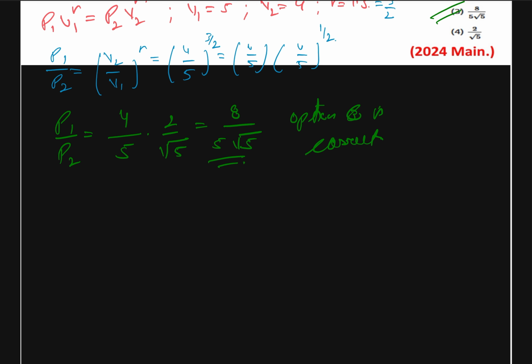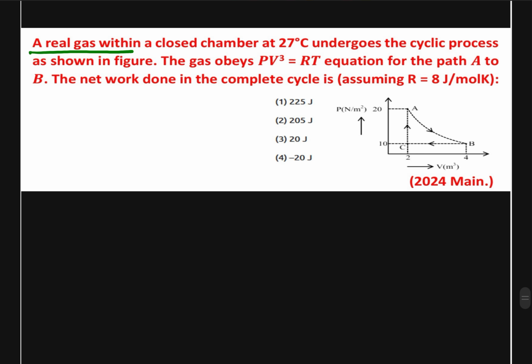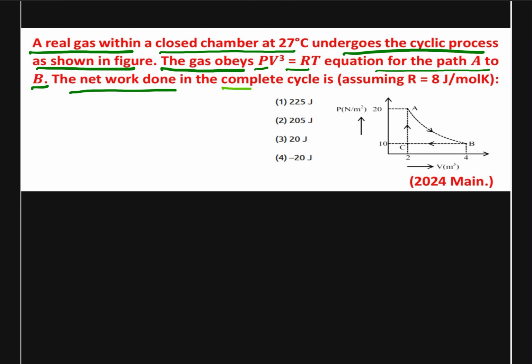Next question. A real gas within a closed chamber at 27 degrees centigrade undergoes a cyclic process as shown in the figure. The gas obeys PV cubed equals RT equation for the path A to B. The net work done in the complete cycle, assuming R is equal to 8, is given as. So we have a PV diagram, and this is basically a cyclic process A, B, C and back to A, and we have to find out the net work done.